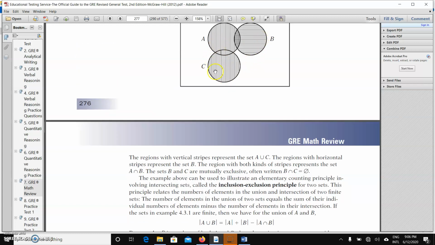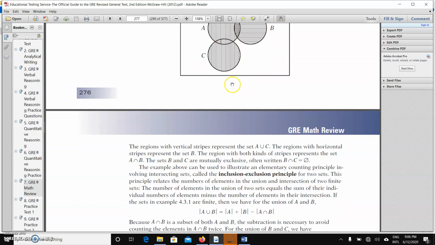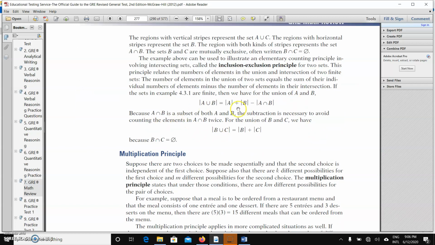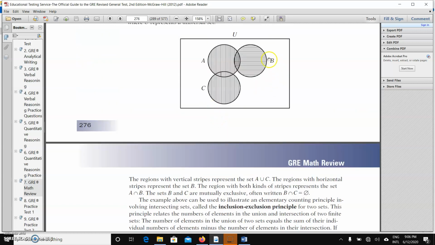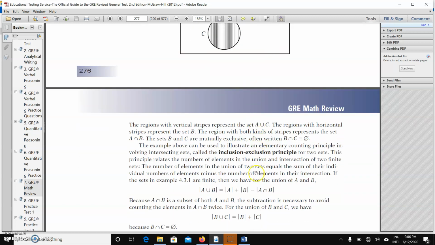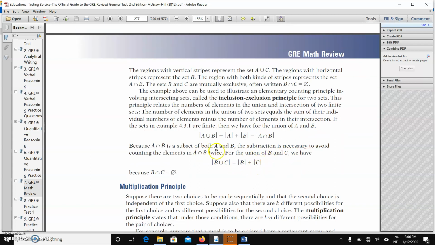Same thing goes for A and C. If you want to know A union C, you have to add set A and set C minus set A intersect C. Because if you don't remove this part, you are going to get repetition. So that's the formula for that. But if you want to know B union C, since they are not intersecting, you don't need to put this there because it will be 0 automatically. You just add B and C together and you get your answer.